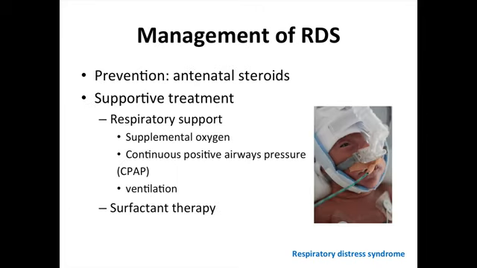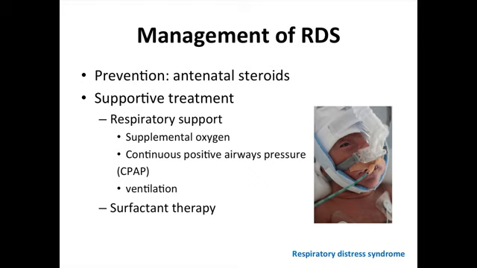Management. First and foremost, we'd like to prevent respiratory distress syndrome, and antenatal steroids given to a mother expecting a premature baby can prevent respiratory distress syndrome by increasing lung maturity. Ideally, these are given up to 24 hours before the baby is born, and the mother would receive 2 courses of steroids. If they're given more than 2 weeks before delivery, it's unknown if this has a beneficial effect. So the nearer to delivery is better, but it does need to be at least 12 hours before delivery.